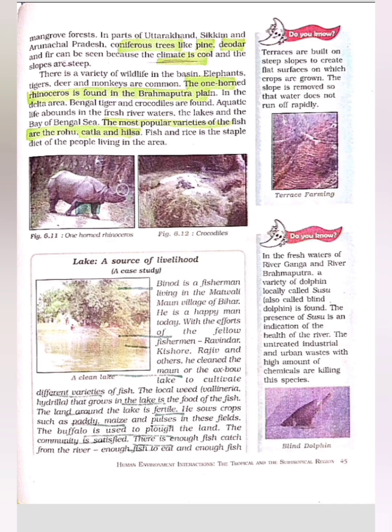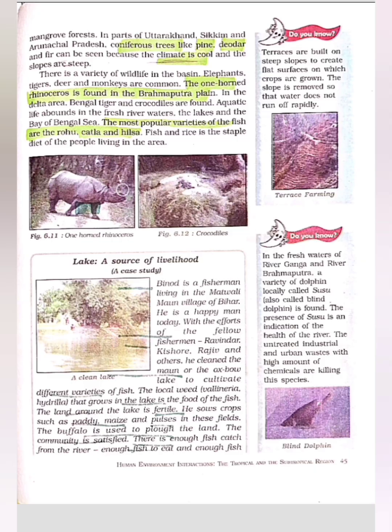In parts of Uttarakhand, Sikkim, and Arunachal Pradesh, coniferous trees like pine, deodar, and fir can be seen because the climate is cool and the slopes are steep. Here the slopes are steep, and we also assume that these are the foothills of the mountains, so the climate is cold and the slope is steep. That's why this type of coniferous tree is found.